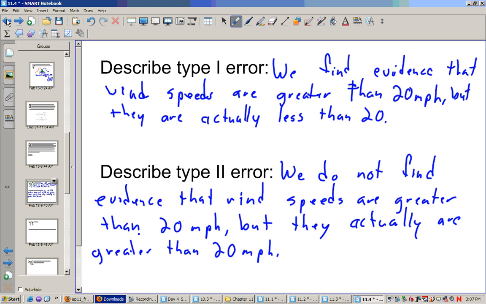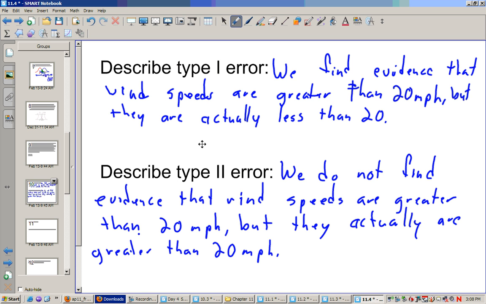A type 2 error: we don't find evidence that wind speeds are greater than 20 miles an hour, so we probably just move on to another place and search more locations that would be beneficial for us. We might have missed out on a nice opportunity to make money, but there are many places that would give us a good reading. So missing one place probably isn't going to be the worst thing in the world.